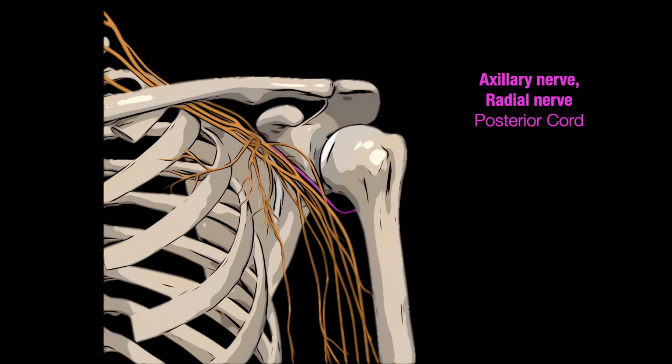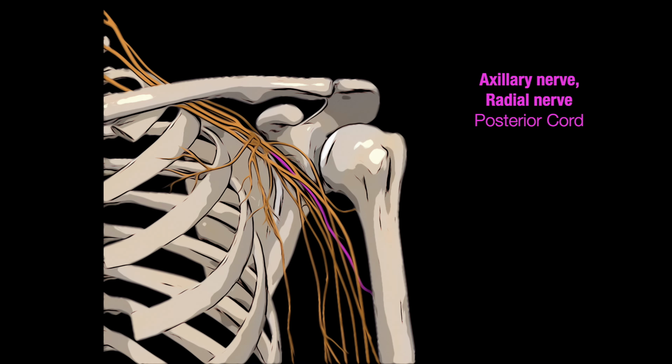The posterior cord gives rise to 2 nerves: the axillary and radial nerves. These serve the shoulder and posterior compartment of the upper limb, respectively.